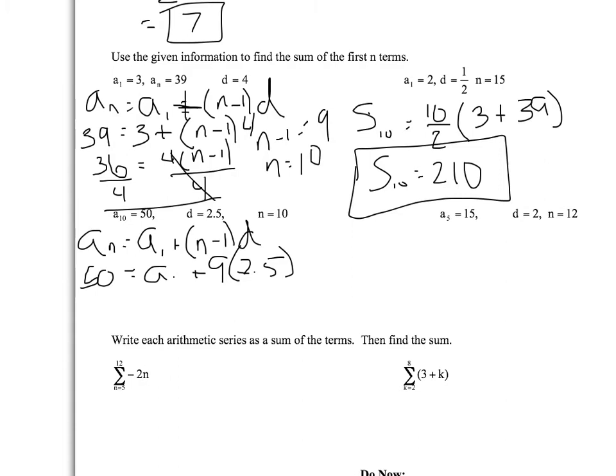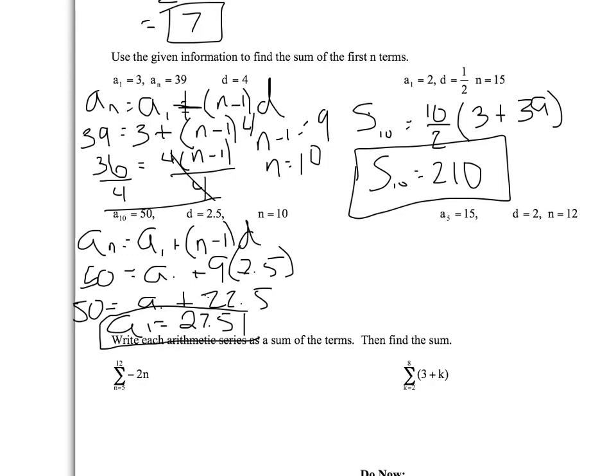Hold on, I gotta do it. 9 times 2.5 is 9 times 2 is 18. 9 times 5 is 45. Hold on, no calculator in front of me today. 22.5 plus a1 equals 50. I am going to erase my scratch work here to save some room. Subtract the 22.5 and you get a1 is equal to 27.5.